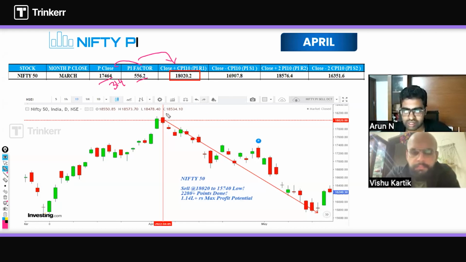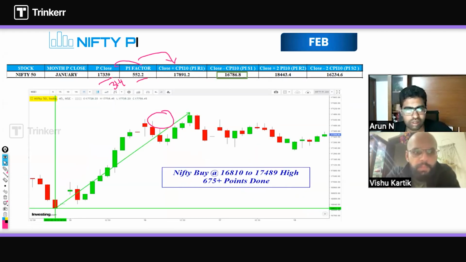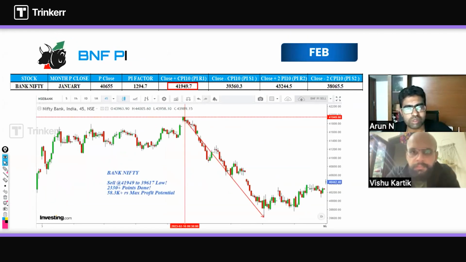Here the resistance got activated. You can see it made the ultimate top, and from here the stock corrected by more than 2,000 points with respect to this pi top. You could use the same for pi support as well. If you are an investor, you could make use of pi for long-term investment when it is getting activated in S2. That part we'll cover.